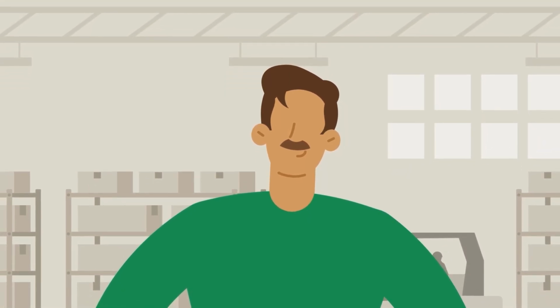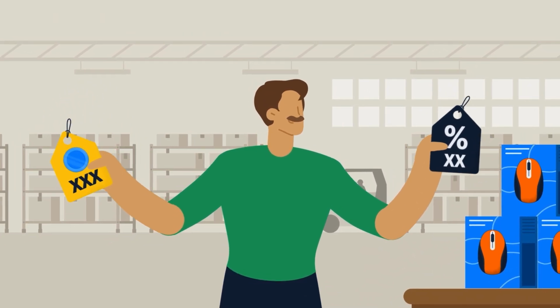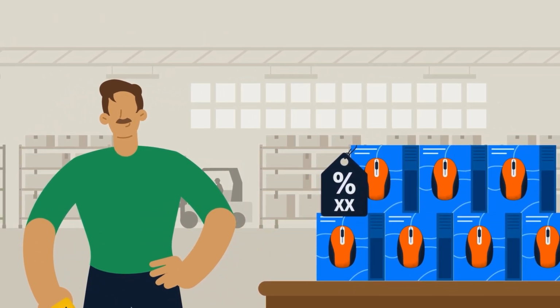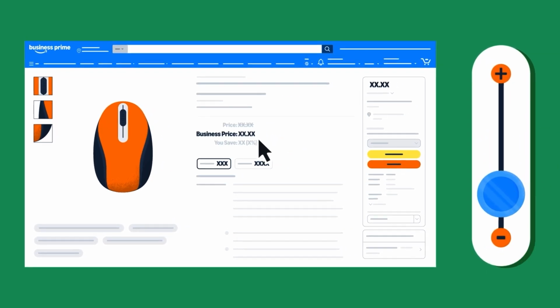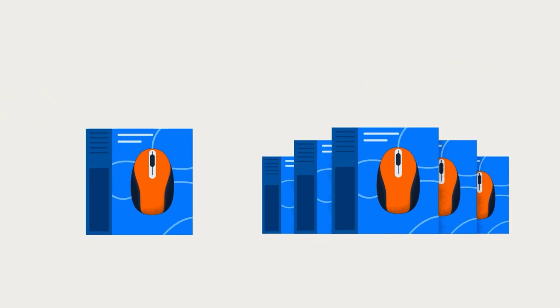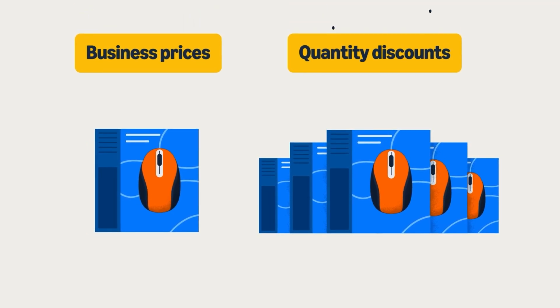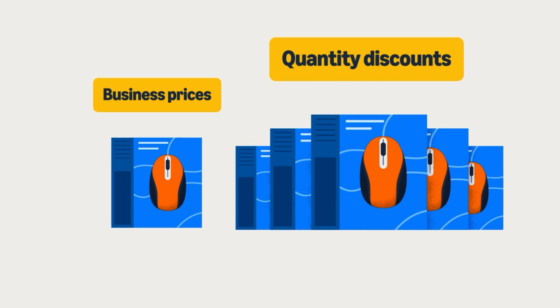As an Amazon seller, there are multiple ways for you to price your products competitively when selling to Amazon Business customers. You can set business discounts to encourage Amazon Business customers to purchase your products. Business discounts fall under one of two categories: business prices and quantity discounts.